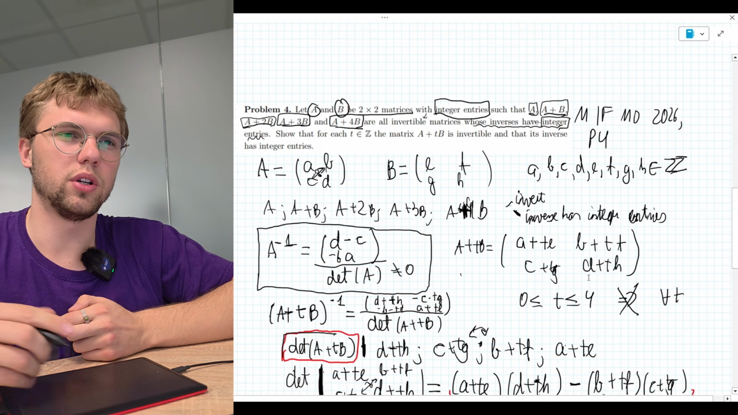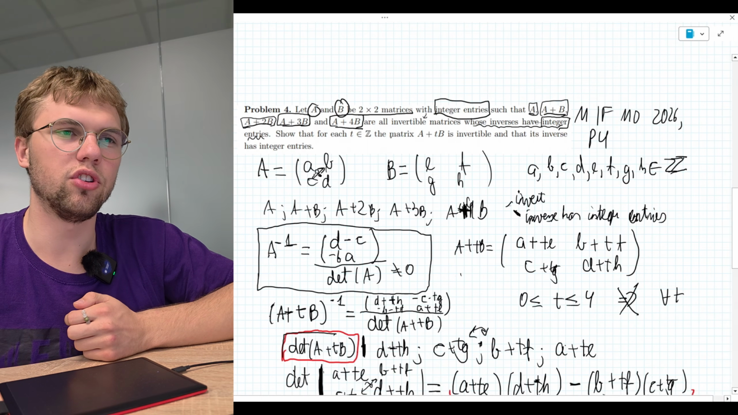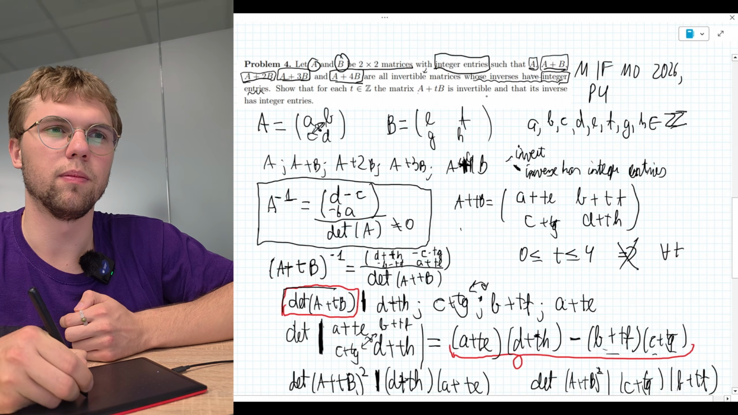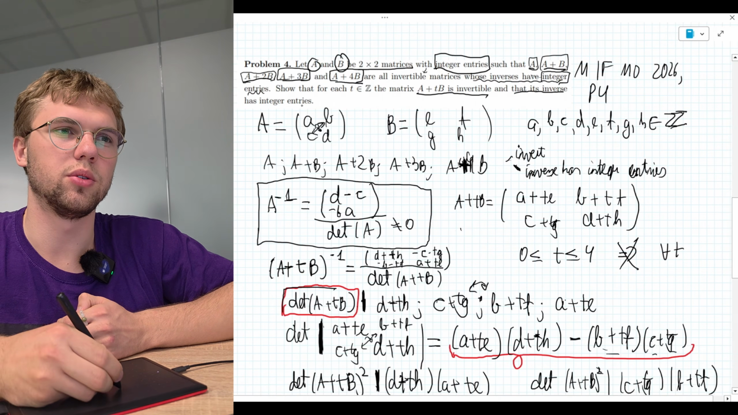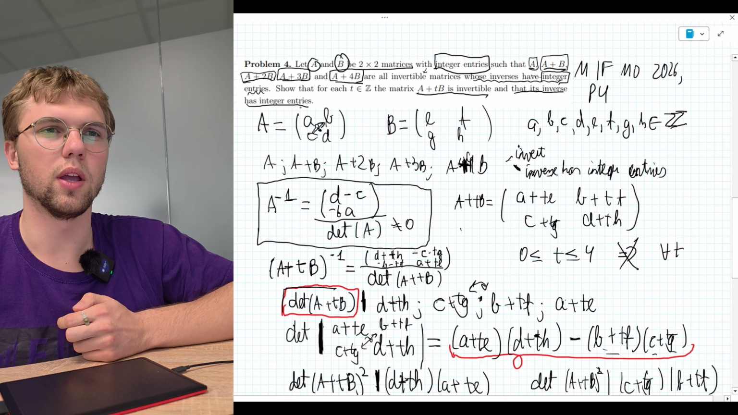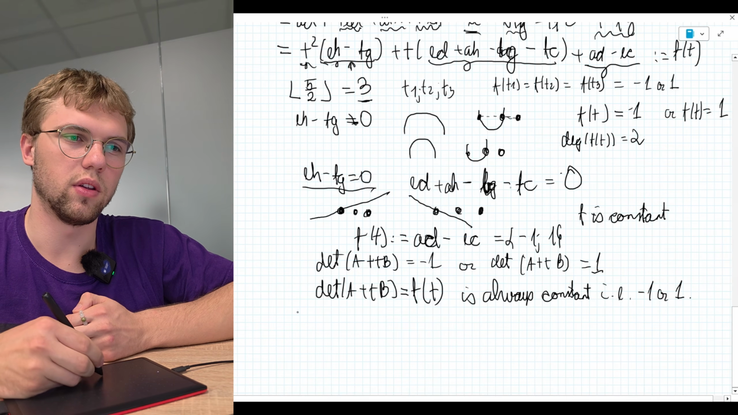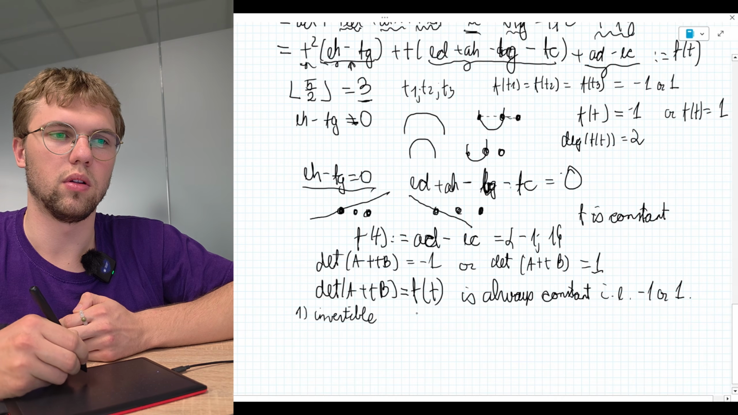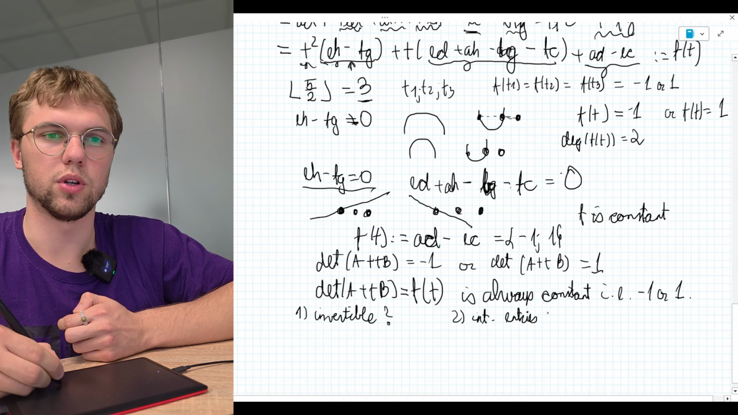So now if we back up for a second, what did we need to show? We need to show that for each t, the matrix a plus tb is invertible, and that its inverse has integer entries. So we need to show first invertible, then integer entries. I'll write a question mark.